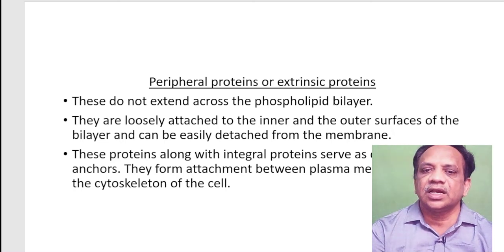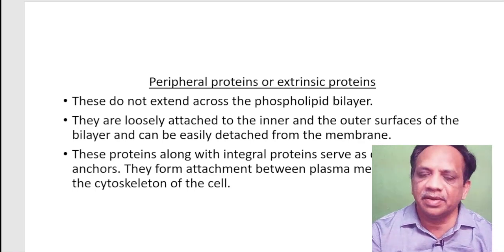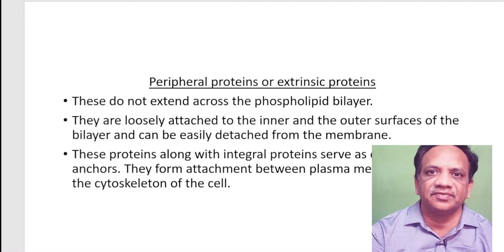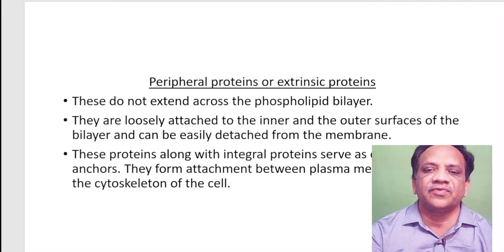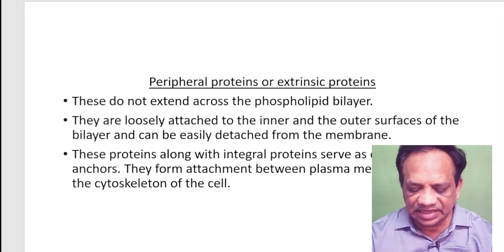If we see the peripheral proteins or extrinsic proteins, these do not extend across the phospholipid bilayer. They are loosely attached to the inner and the outer surfaces of the bilayer and can be easily detached from the membrane. These proteins, along with integral proteins, serve as cytoskeleton anchors. They form attachment between the plasma membrane and the cytoskeleton of the cell.